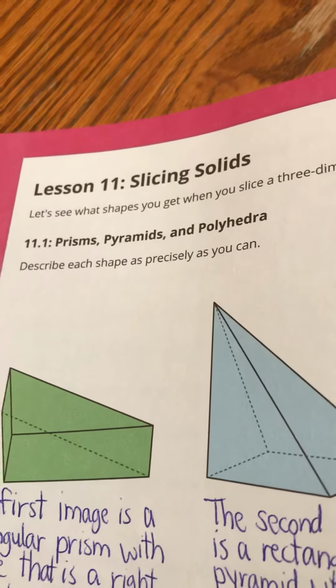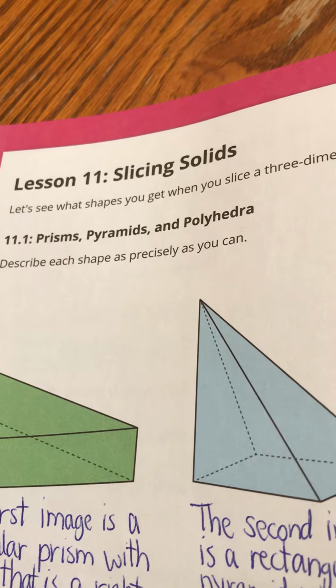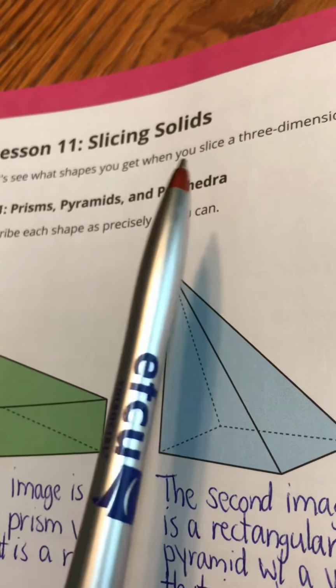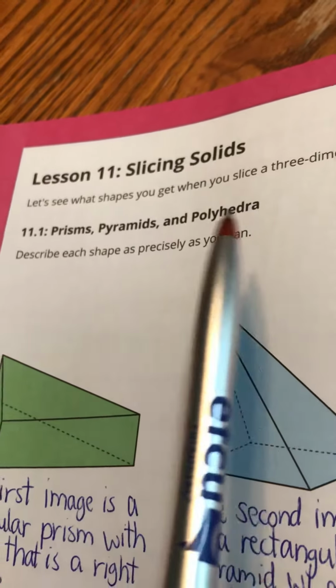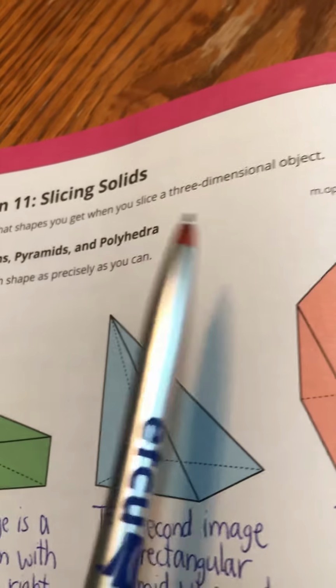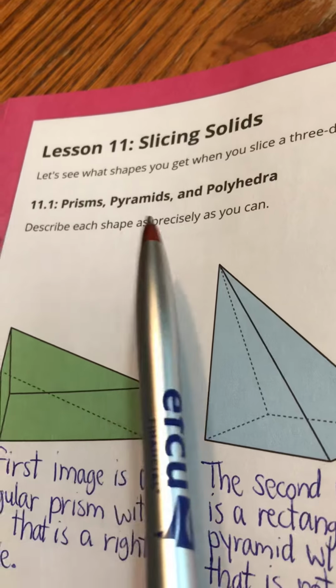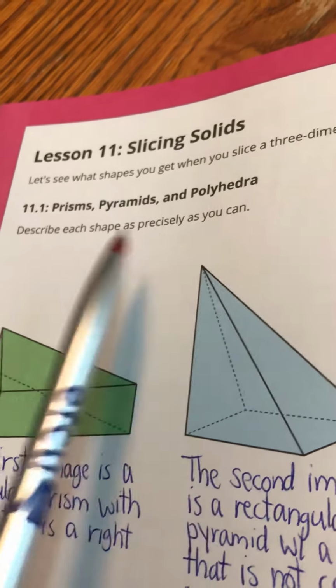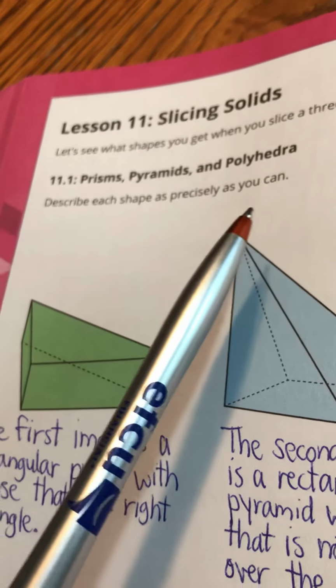So we are on lessons 11 and 12. Lesson 11 is dealing with slicing solids. So we're going to see what shapes we can get when we slice a three-dimensional object. So we have prisms, pyramids, and polyhedra. Describe each shape as precisely as you can.